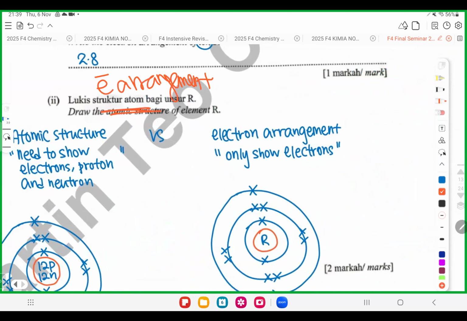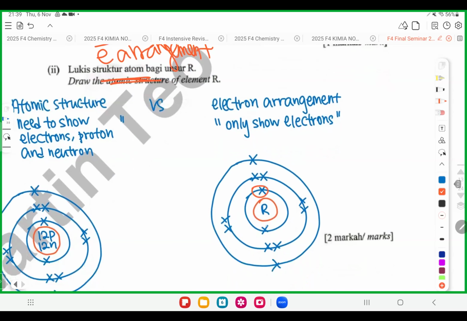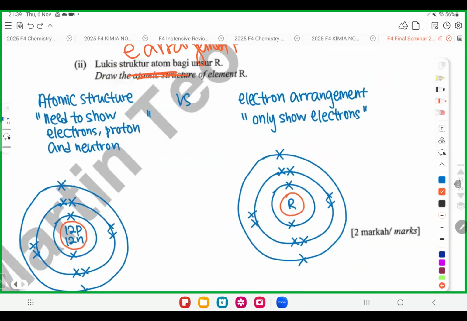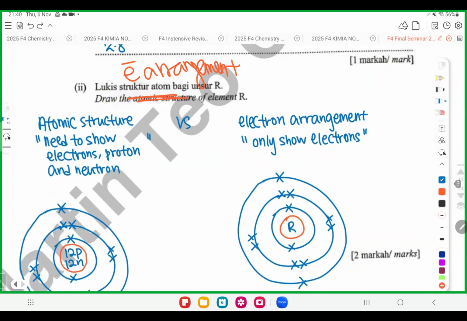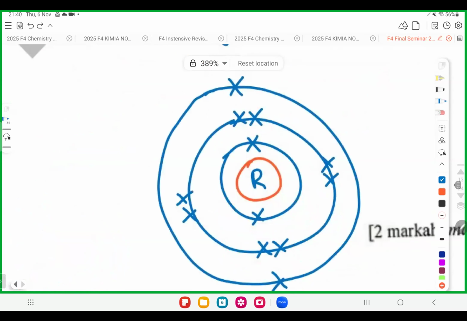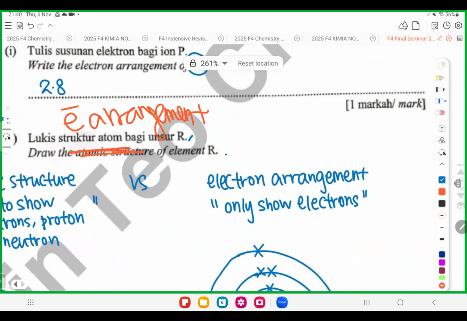No need to draw the protons and neutrons. So only draw 2, 8, and 2 here. You still need to draw the nucleus, but inside the nucleus, you don't need to show your proton and neutron. No need. Okay? And don't ever do shading on your nucleus. And when you draw electron arrangement, you can either keep the nucleus empty like this, or you can put the symbol R because this is element R.